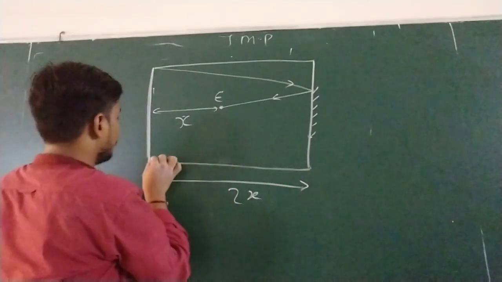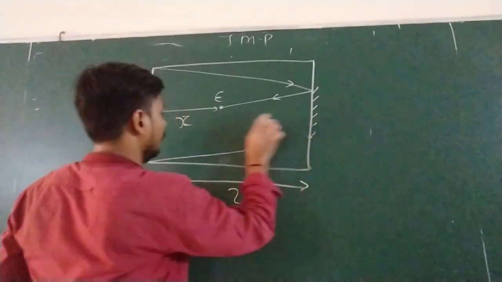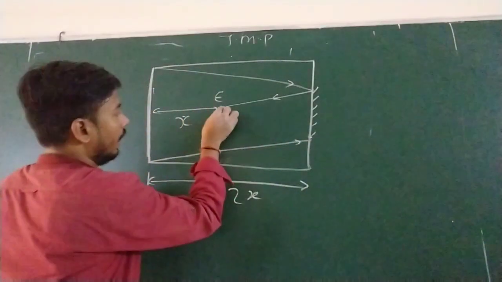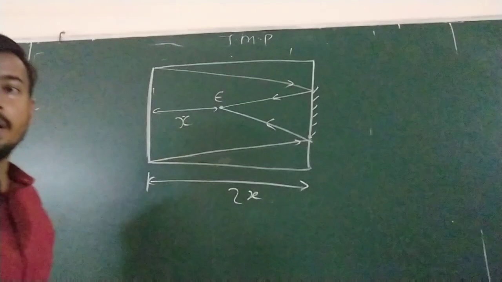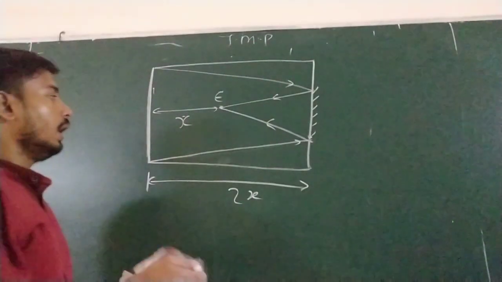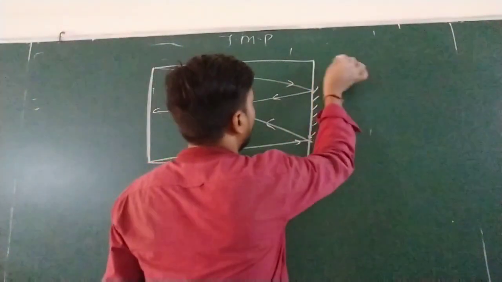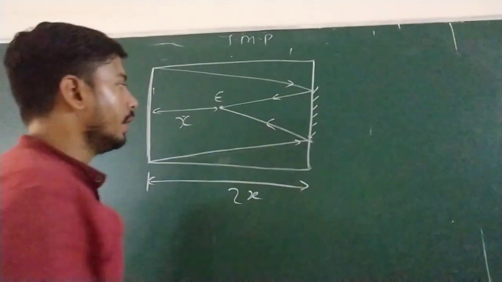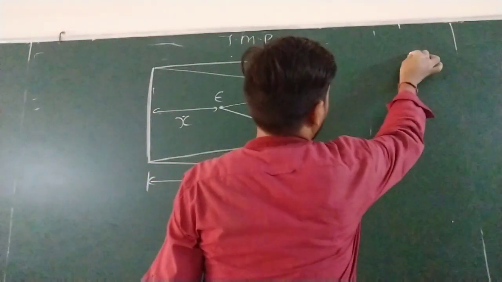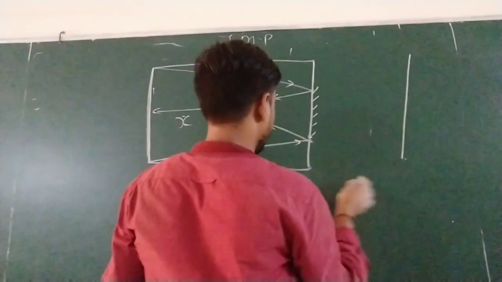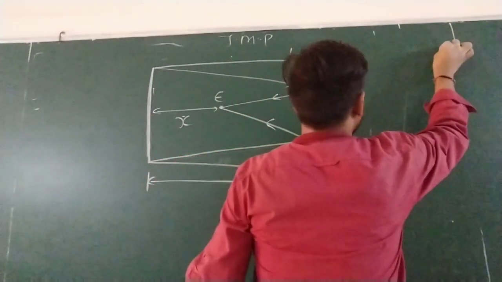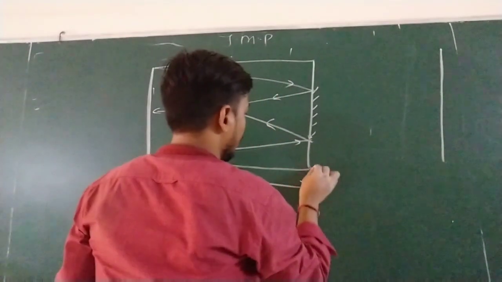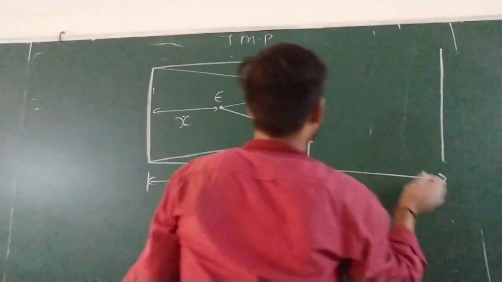Similarly, suppose from this point, light reaches from here to there, and after reflection here. It means you are able to see this, right? Now the question is, there will be an image formed. We know the image will form at the same distance on the other side of the mirror. The image will be somewhere here, of the same height, and the distance is 2x.